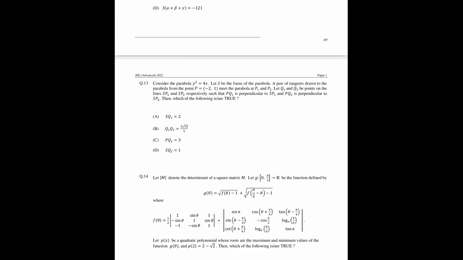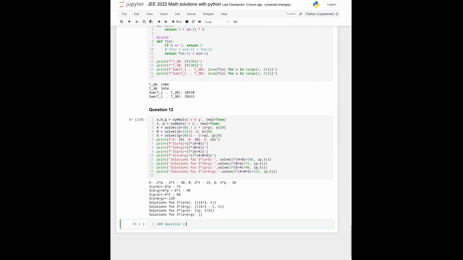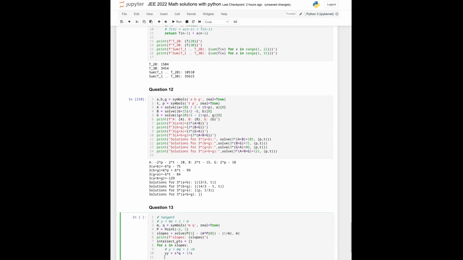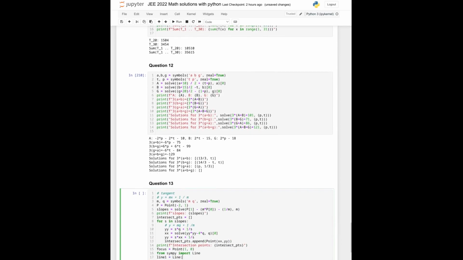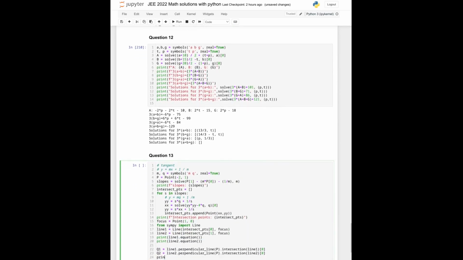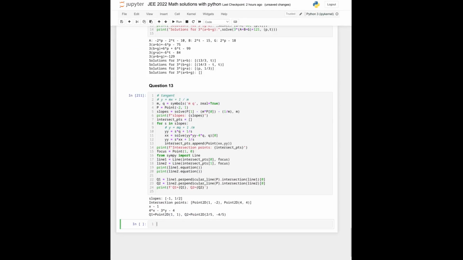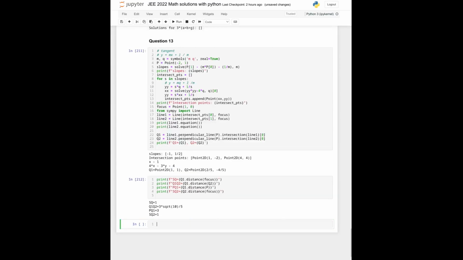Question 13. Given is an equation of a parabola and there is a pair of tangents from point P to points P1 and P2. After looking up the equation of the tangent for a parabola, let us find all points in the question. Thankfully, SymPy allows us to find perpendicular lines easily. So we now have all 4 unknown points P1, P2, Q1, Q2. As we did before, let us now evaluate all 4 options. So B, C, and D options are correct.